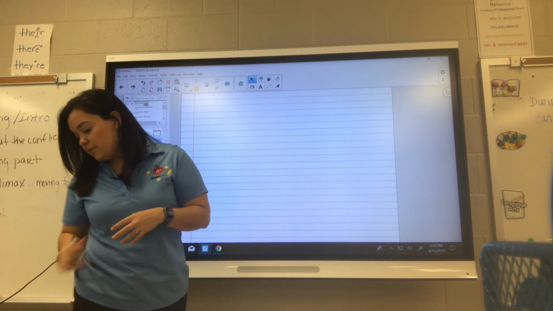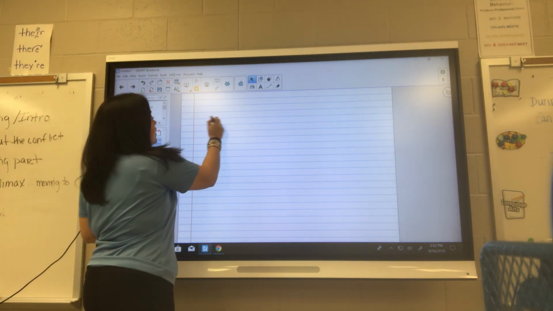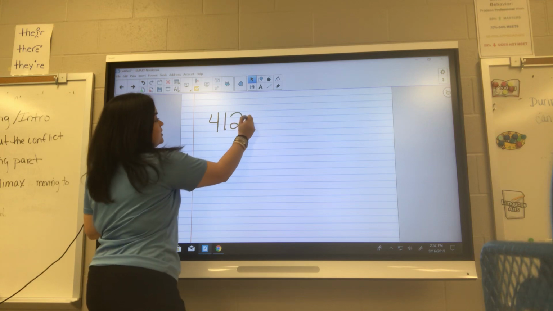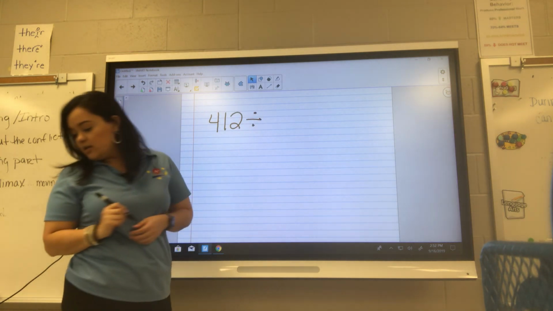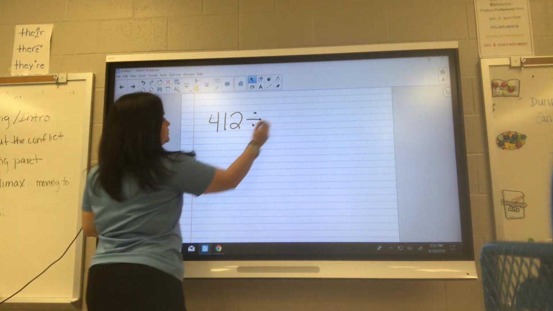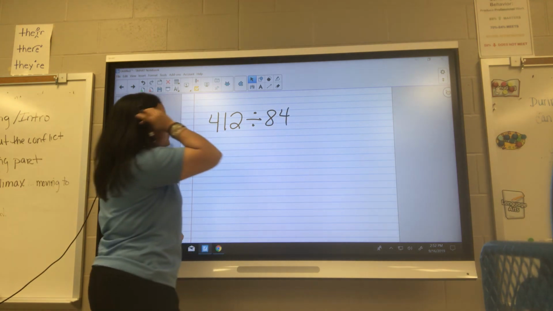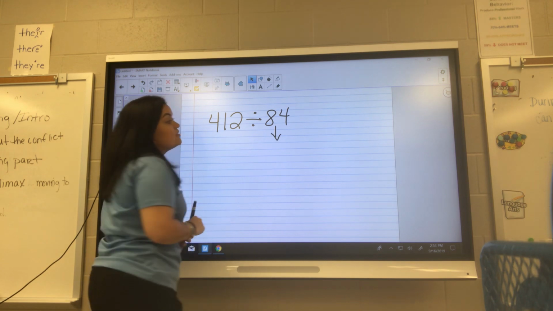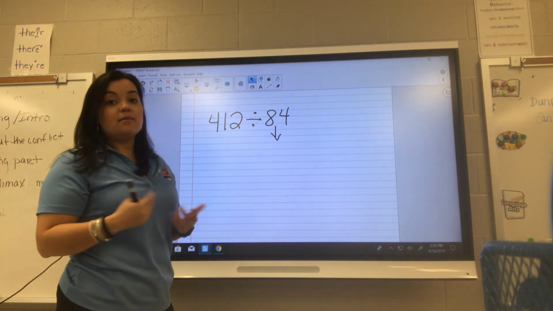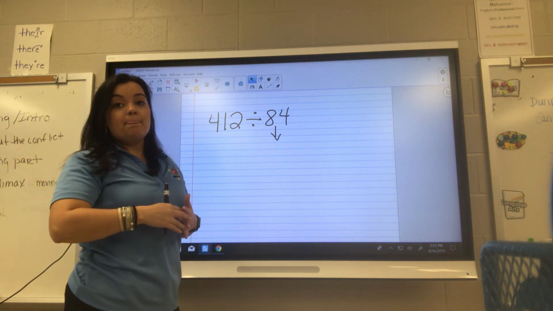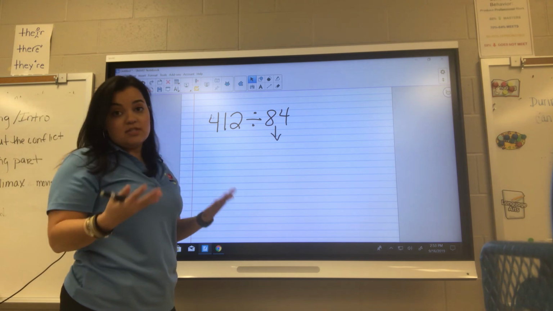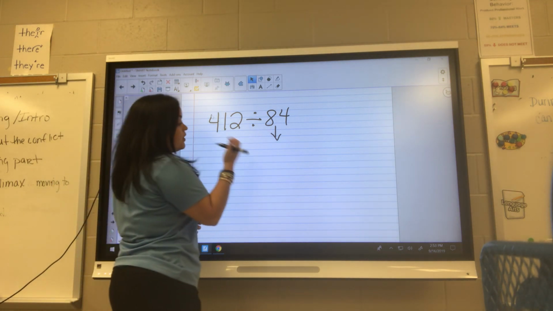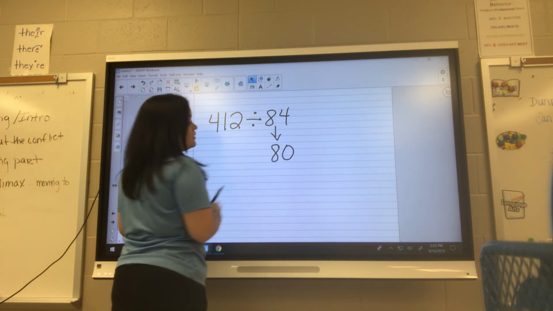So the first example is 412 divided by 84. Okay, so the first thing that we're going to do is get our divisor and make that into a compatible number, or round it to another number. So 84, I am going to round to an 80.